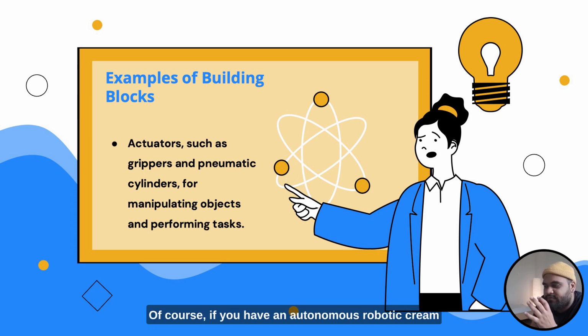Of course, if you have an autonomous robotic crane which is going to pick up things on its own, it needs to have a very different orientation. And if you don't have such a use case, then it needs to have a very different kind of orientation.